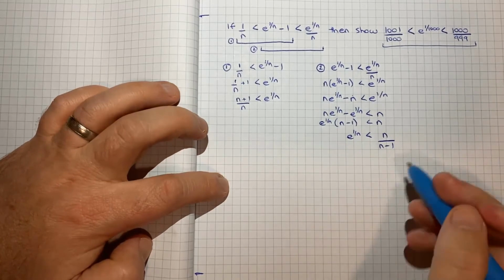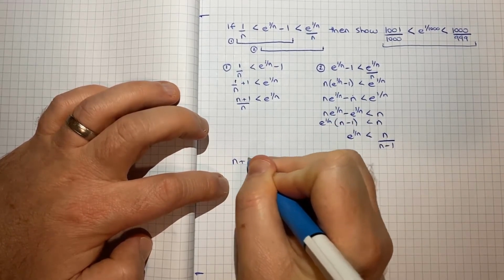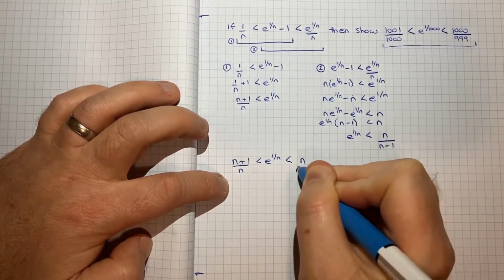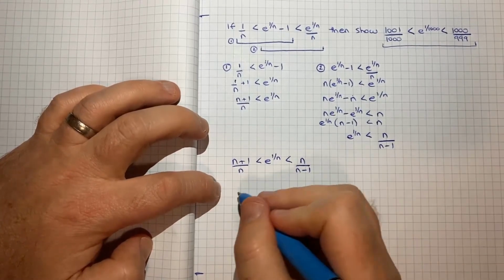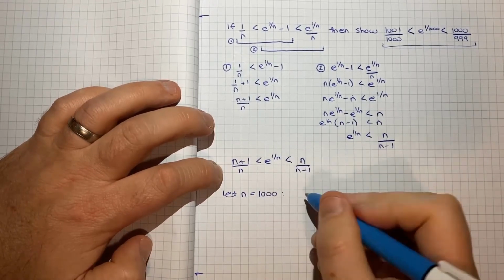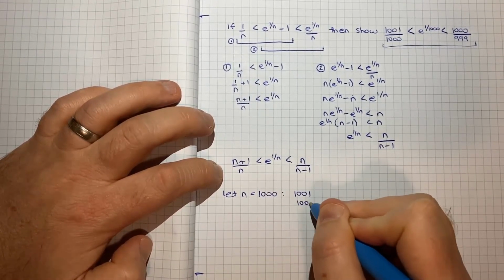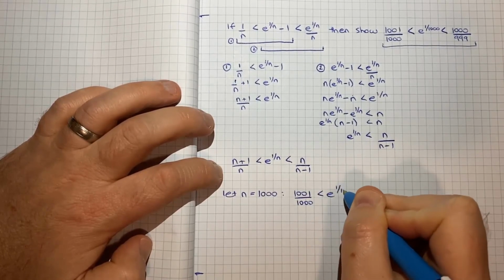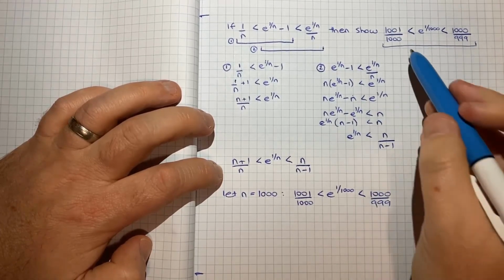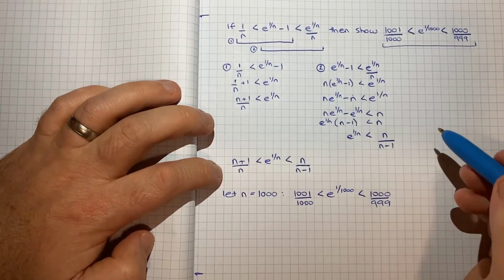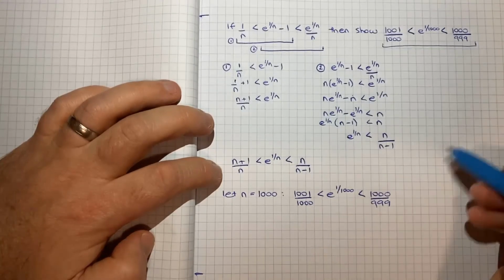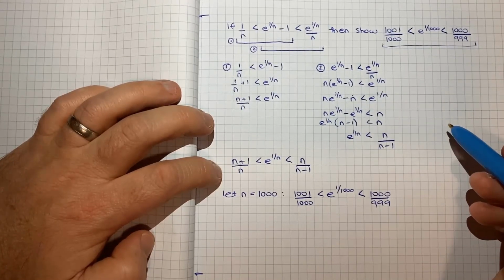But now that we've got that, we can bring it together and we get n plus 1 on n is less than e to the 1 on n, which is less than n on n minus 1. And then it's very simple. We just say let n is equal to 1,000. Then we get 1,001 on 1,000 is less than e to the 1 on 1,000, which is less than 1,000 on 999. So we've demonstrated this inequality. We haven't used a calculator. The question specifically said no calculators. So there you have it, a much more elegant way to go about that proof.